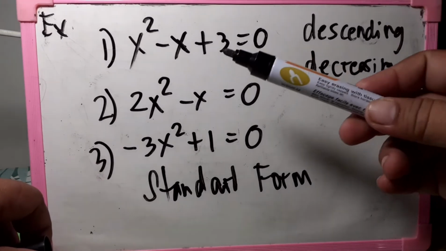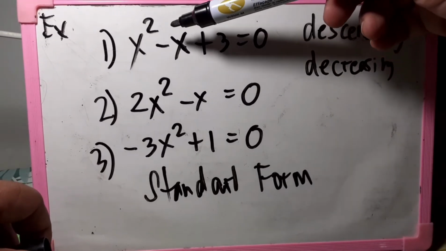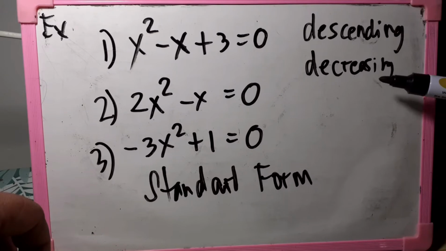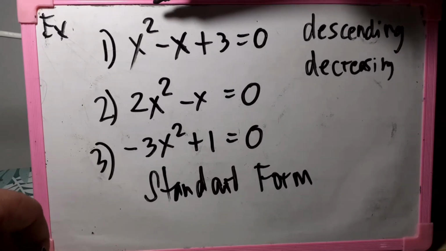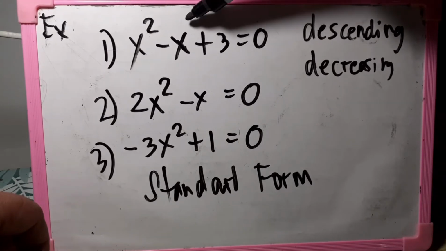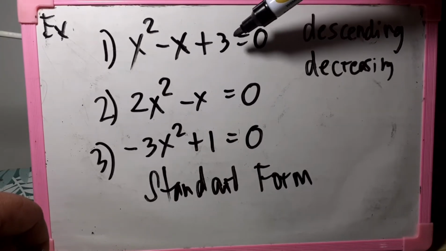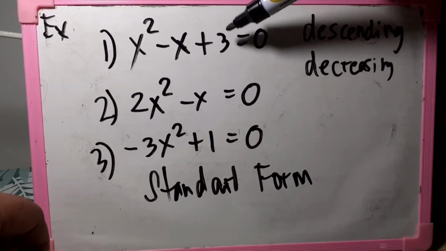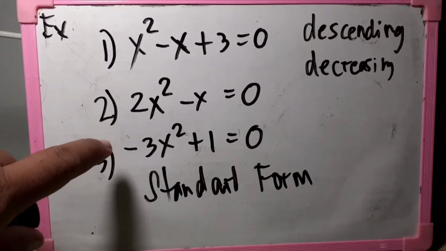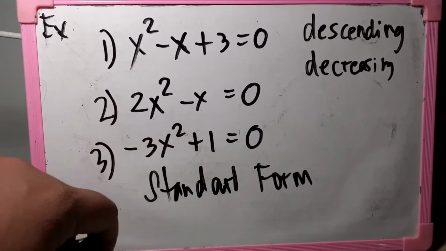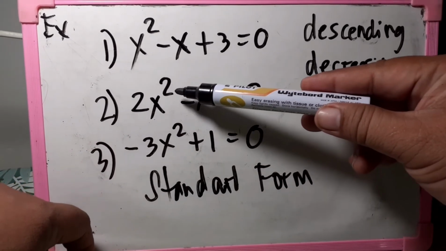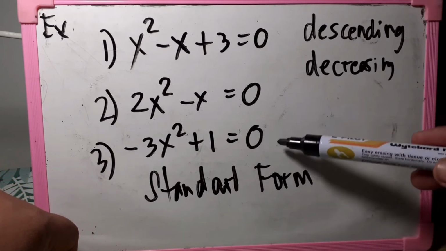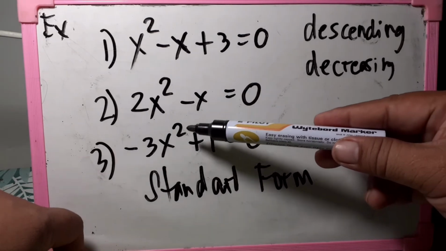Have you noticed that the exponents of the terms are in descending order? Here the exponent is 2, then 1, and then 0 because this is only a constant, meaning there is no variable in your C. In the next example, 2x squared minus x equals 0, the highest exponent is still 2. And in the last example, negative 3x squared plus 1 equals 0, the highest exponent is also 2.